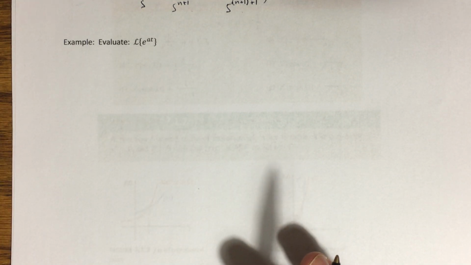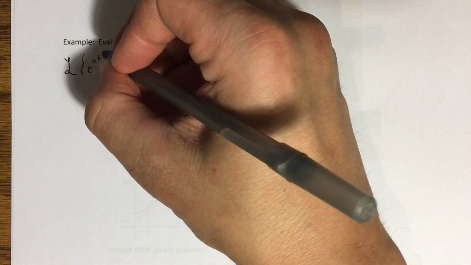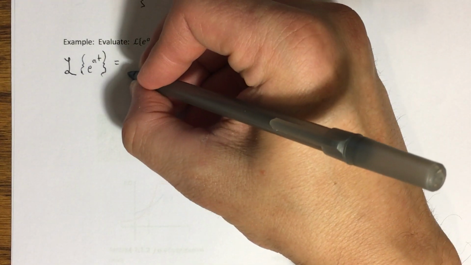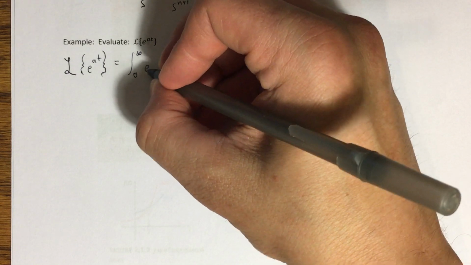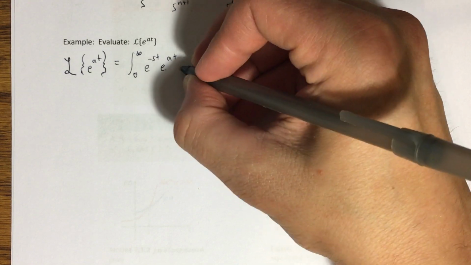Okay, I'm going to do one more example on this first part, and then we'll start another video after that. Looking at another Laplace transform, the Laplace transform of e to the at. For this guy, let's do what we've been doing. We'll set it up. This will be equal to the integral from 0 to infinity of e to the negative st times my function f of t, which is e to the at dt.